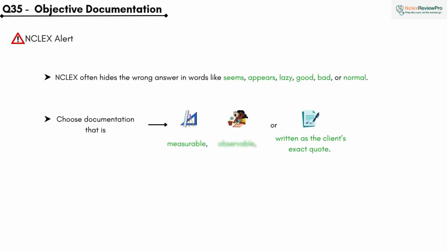Now, here is the NCLEX alert. NCLEX often hides the wrong answer in words like seems, appears, lazy, good, bad, or normal. Choose documentation that is measurable, observable, specific, or written as the client's exact quote.